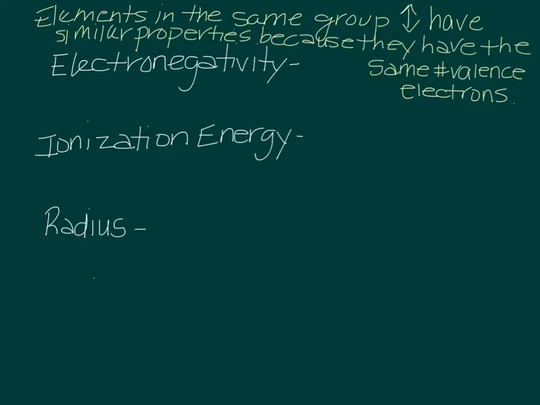Something that's really important is that elements in the same group, meaning vertical column, have similar properties because they have the same number of valence electrons. Electronegativity is the attraction for electrons in a bond.